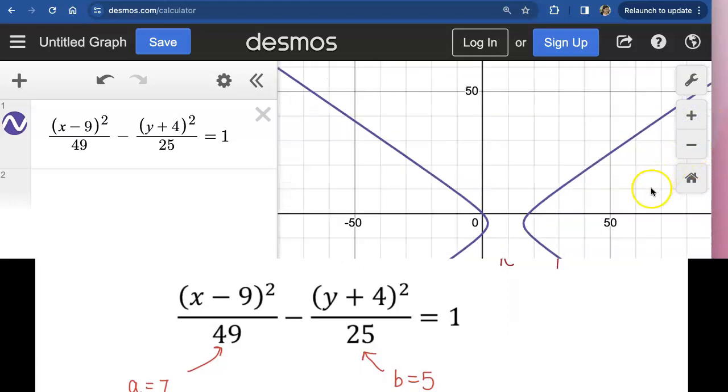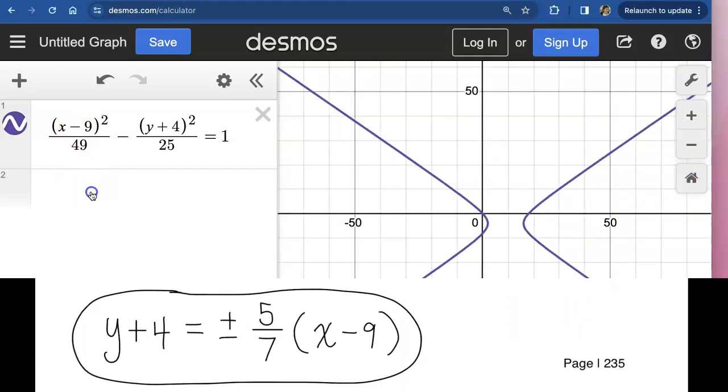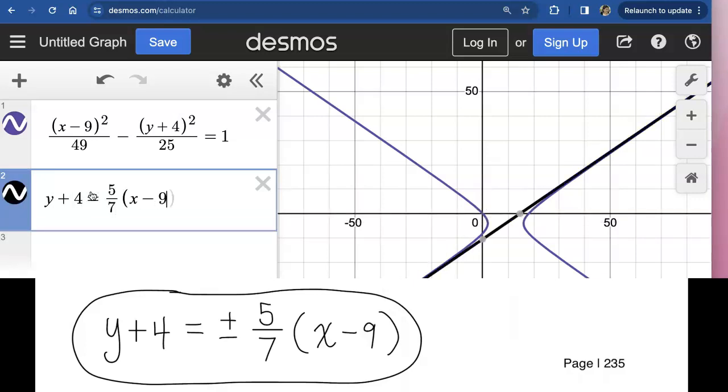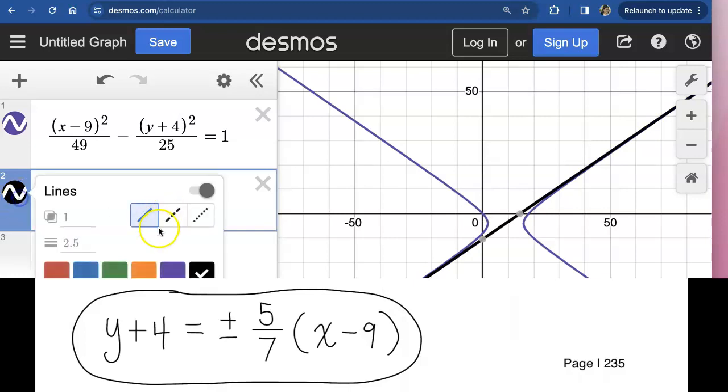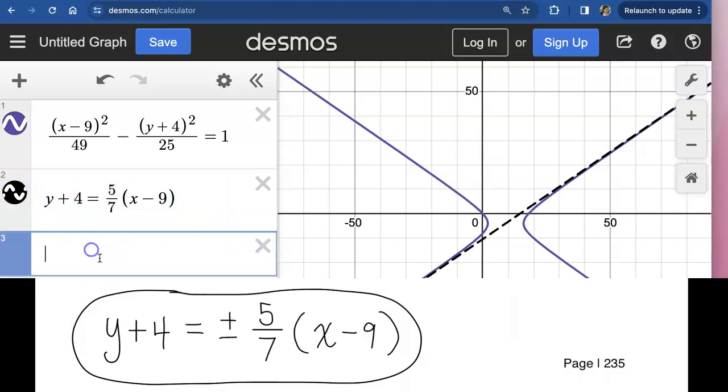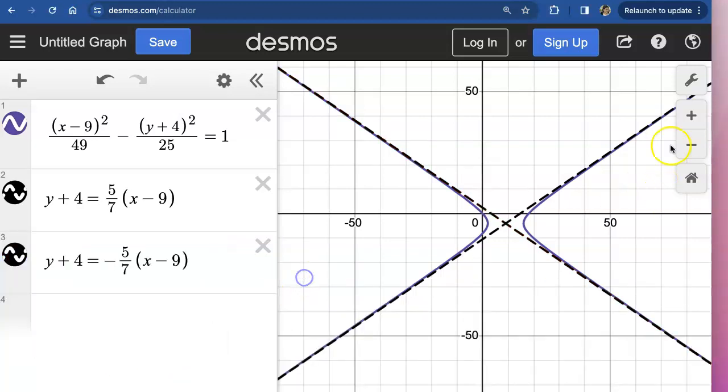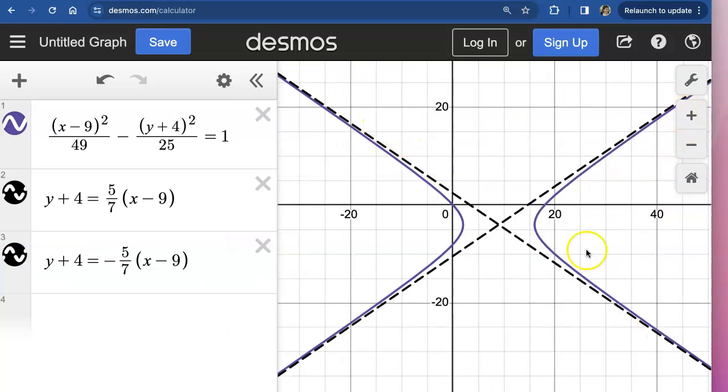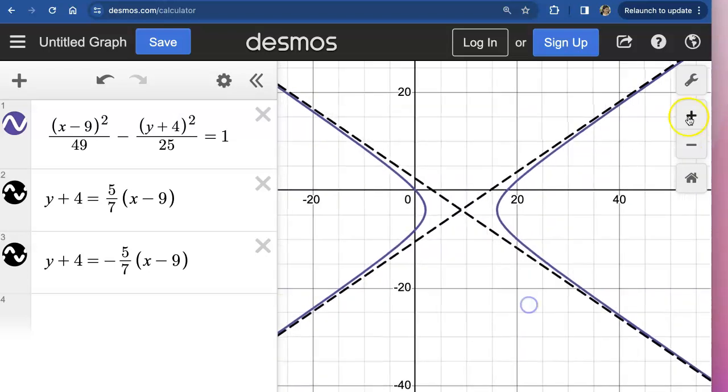Now I'm also going to graph the asymptotes that we just found. Watch. For the first one, let me do y plus 4 equals, put the positive 5 over 7, and then x minus 9. I'm going to use a dotted line to do this. Let's do another one. Copy the entire thing, but just change that to negative 5 over 7. And see if they look right, okay? Do I have a hyperbola that is exactly placed in between in the regions that are cut by these asymptotes? Yeah, look at that. That looks really, really good, right?